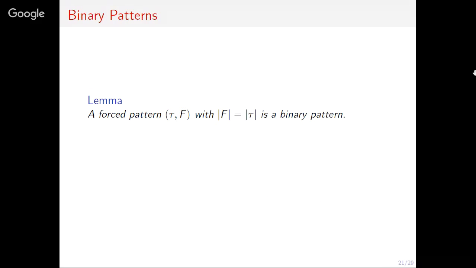So a force pattern where the force is of the length of the pattern is a binary pattern. Why? First we take some point that is as far to some direction as possible, and then we take the second point, which is as far to some other direction as possible, and so on for all the points in the permutation pattern. If we do that for every point, we must have a unique occurrence.